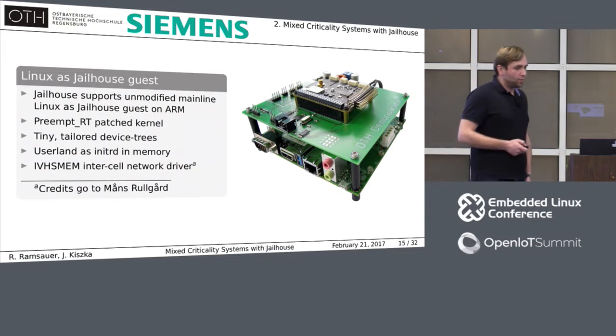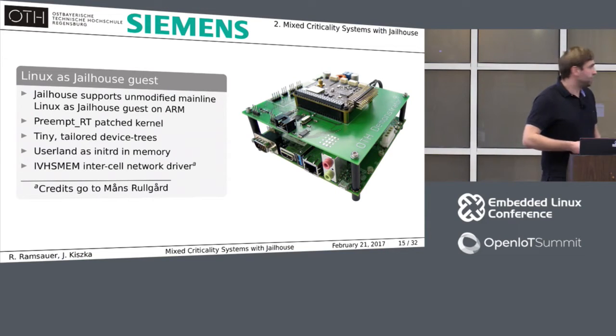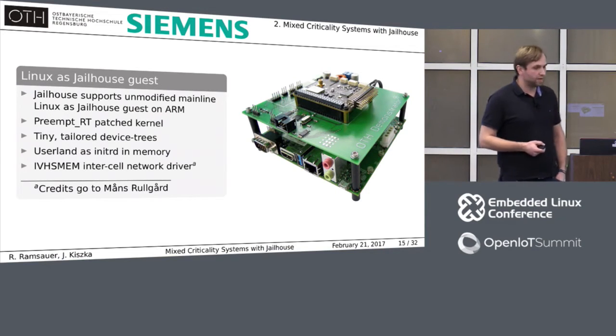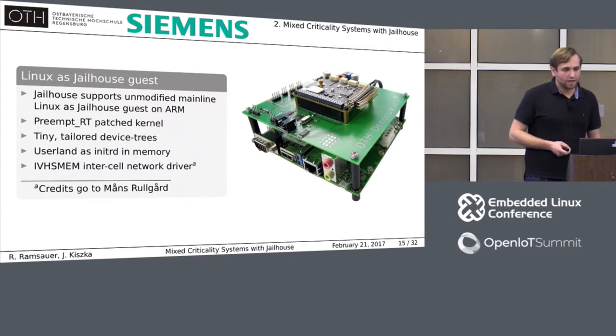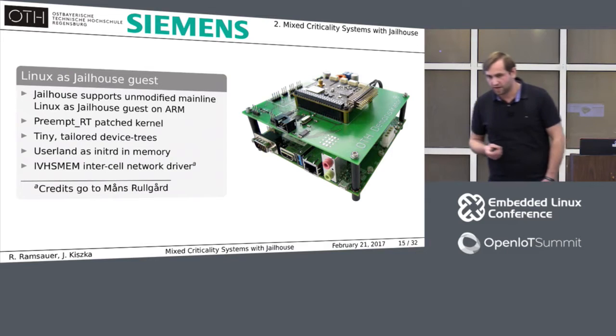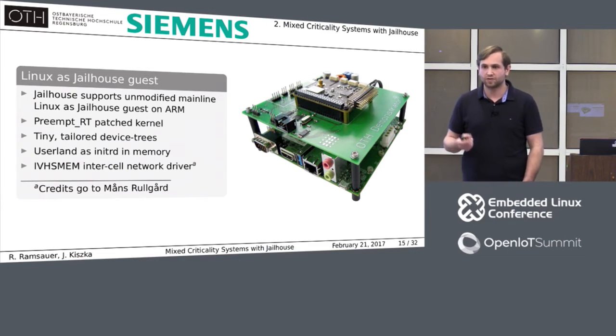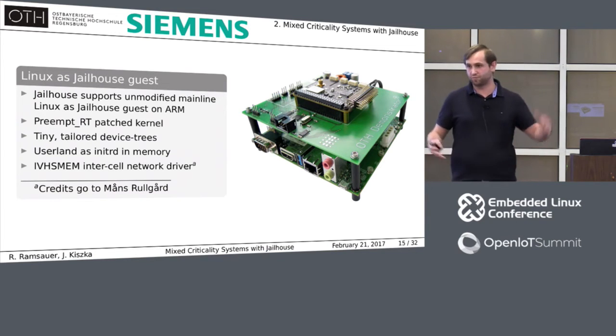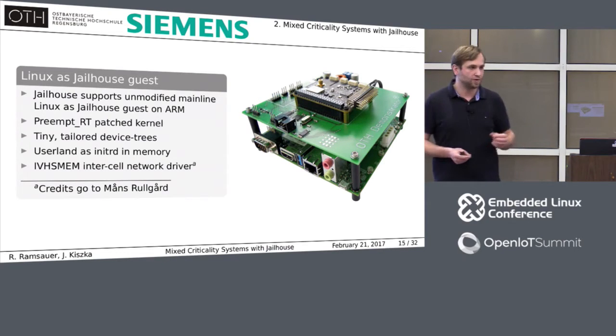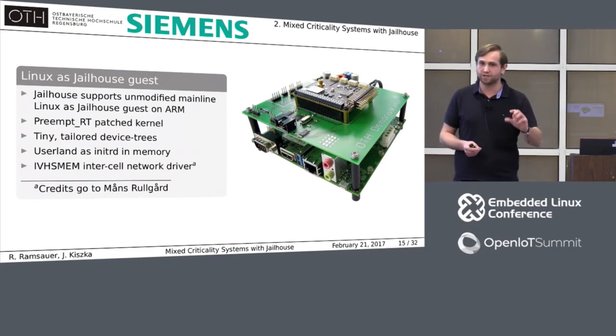What was given is that Jailhouse already supports running unpatched mainline Linux on ARM. It runs a preempt RT patched kernel, as I already said, and we provide tiny tailored device trees to describe the configuration of the hardware. If you think of a typical device tree of a platform, which is pretty huge, we only describe the parts that we are actually using. So we describe the CPUs, the memory regions, and some devices that are assigned. That's actually all that we define there.